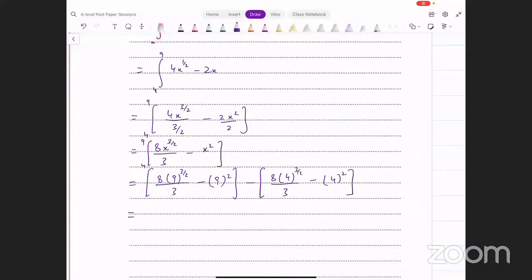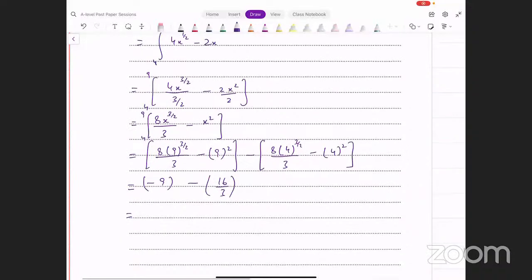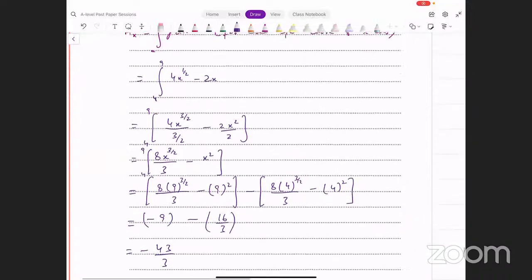Now you can evaluate these two brackets. अलग-अलग evaluate कर लेते हैं दोनों को. 8 into 27 divided by 3 minus 81. And that gives me minus 9 here. In the first bracket, subtract from that. 8 into 8 divided by 3 minus 16. The second bracket gives me 16 over 3. And that's given me minus 43 over 3. Now, why is it coming out to be negative?